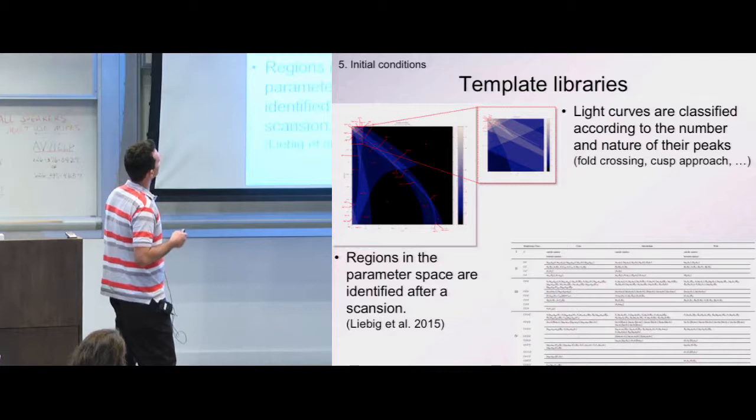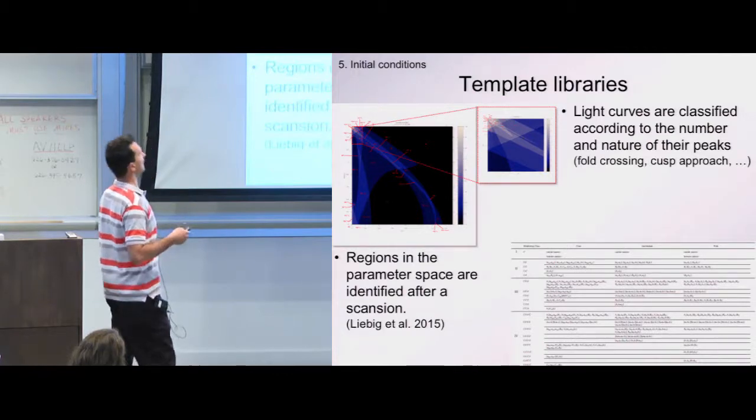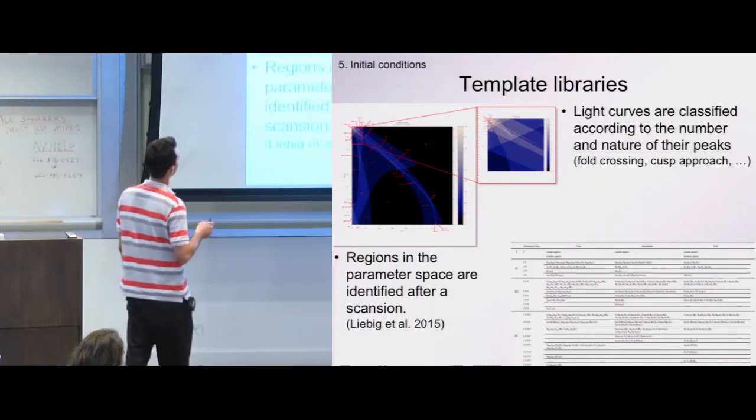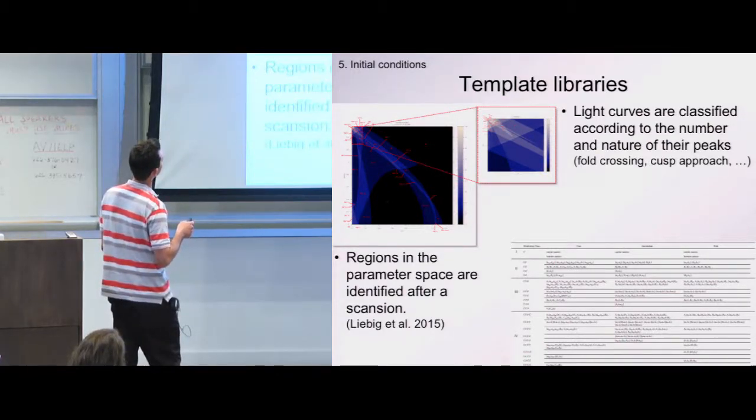And in this case, the search was done by scanning the parameter space and then identifying all regions with the same number of peaks. So the black region is with 1 peak, this dark blue is 2 peaks, then 3 peaks, 4 peaks, and whatever.